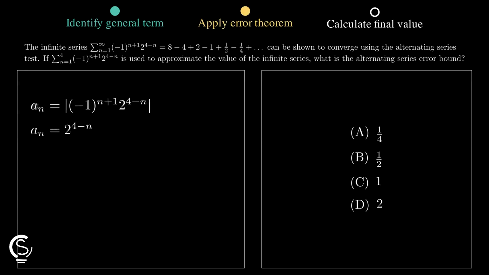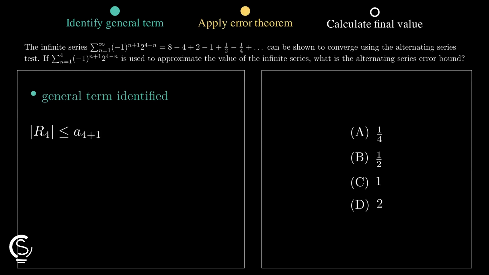The alternating series estimation theorem states that the error of a partial sum is bounded by the absolute value of the first omitted term. For S4, that is A5.